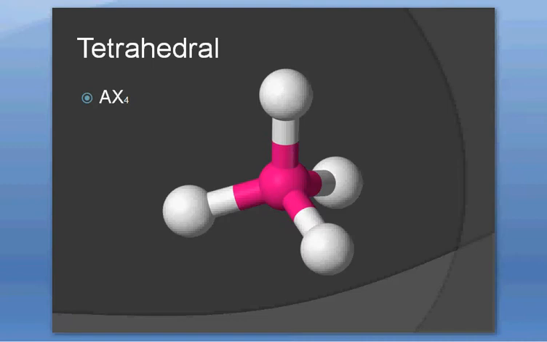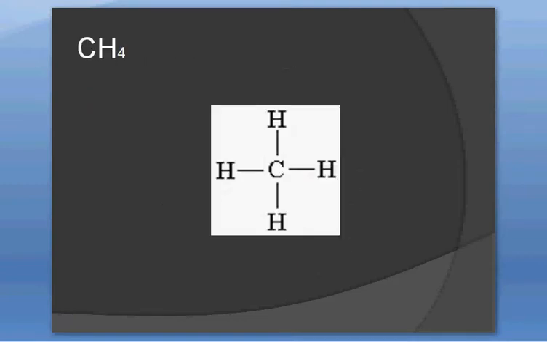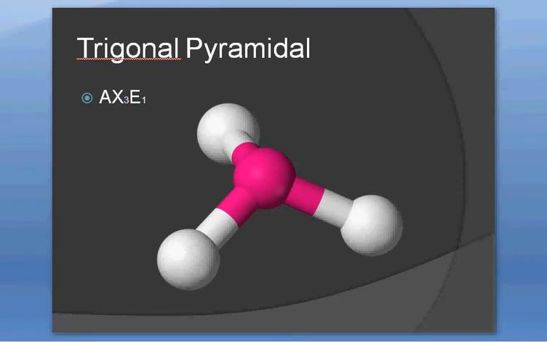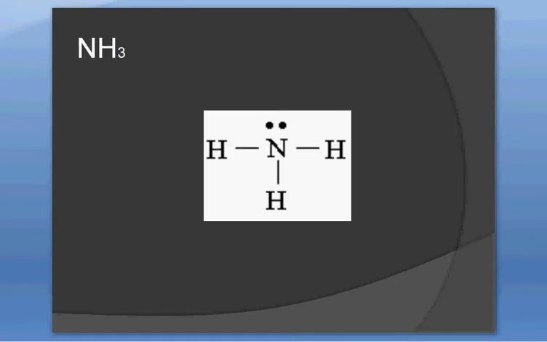The next group has four things attached to the central atom. The first shape is tetrahedral. An example would be methane. It has four bonding pairs attached to the carbon. The second shape is trigonal pyramidal, AX3E1. Ammonia is an example of this. It has three bonding pairs and one lone pair.